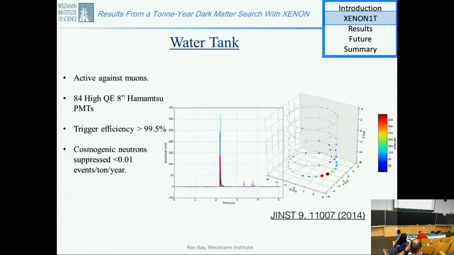are 84 high quantum efficiency 18-inch Hamamatsu PMTs to trigger this muon with 99.5% efficiency. This is an example of an event of Cherenkov light inside the water. Okay, this reduces the cosmogenic neutrons background to less than 0.01 events per tonne-year, which is really subdominant for us now.